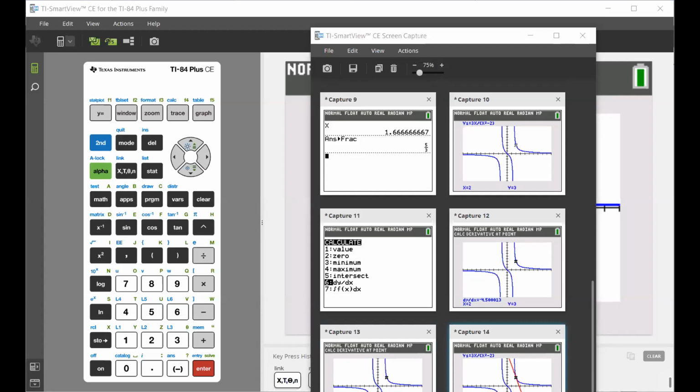There is a way you can get the calculator to give you the equation of the tangent line. That's a little more involved, so I don't want to overload you. I'm not going to show you that at this point.